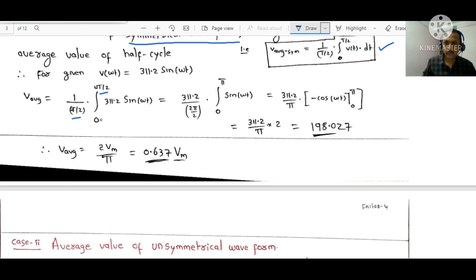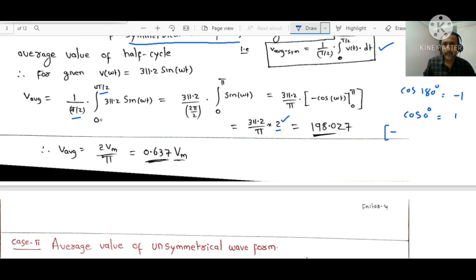But what about the upper limit? Cos 180 degrees, cos pi, we will get minus 1. But what about cos 0 degrees? Cos 0 is 1. That is what we will do here. Bracket of minus 1, and again we will get minus of minus 1. So that value is 2.